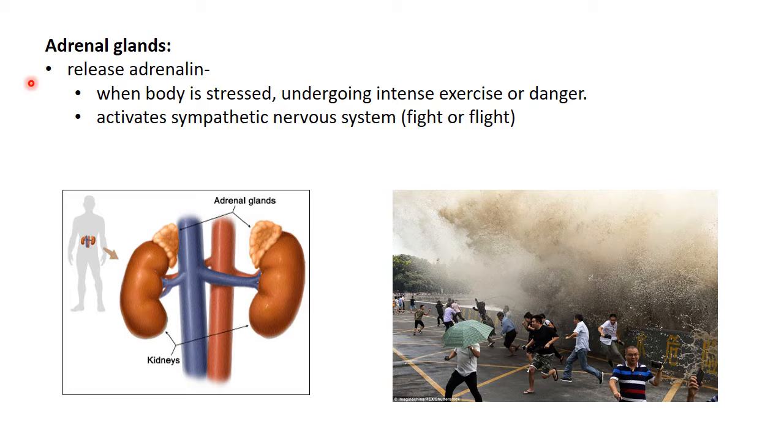Let's look at the adrenal glands first. The adrenal glands are found near our kidneys, so here they are on your body, and they produce adrenaline. When your body is stressed or undergoing intense exercise or danger, your adrenal glands release adrenaline, which activates your sympathetic nervous system, which we've already looked at, and this is your fight or flight response.